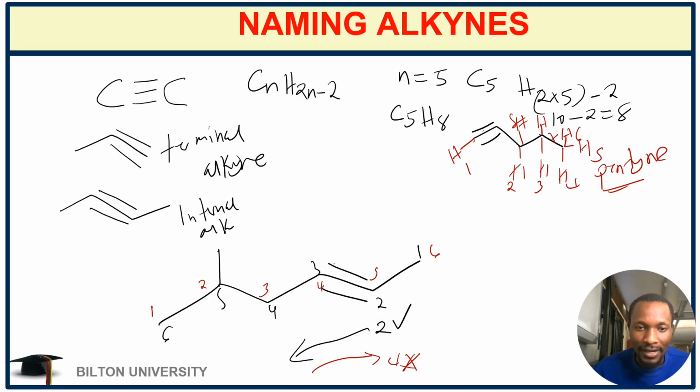So now we can name this. How many carbons? 1, 2, 3, 4, 5, 6. So it's 6, so it's going to give us hexane. But now look, our triple bond is on carbon number 2, so it's going to give us hex-2-yne. But on carbon number 5 we have a substituent, and this substituent is a methyl group. So we're going to say 5-methylhex-2-yne. Fair. So that's how we can name this one.